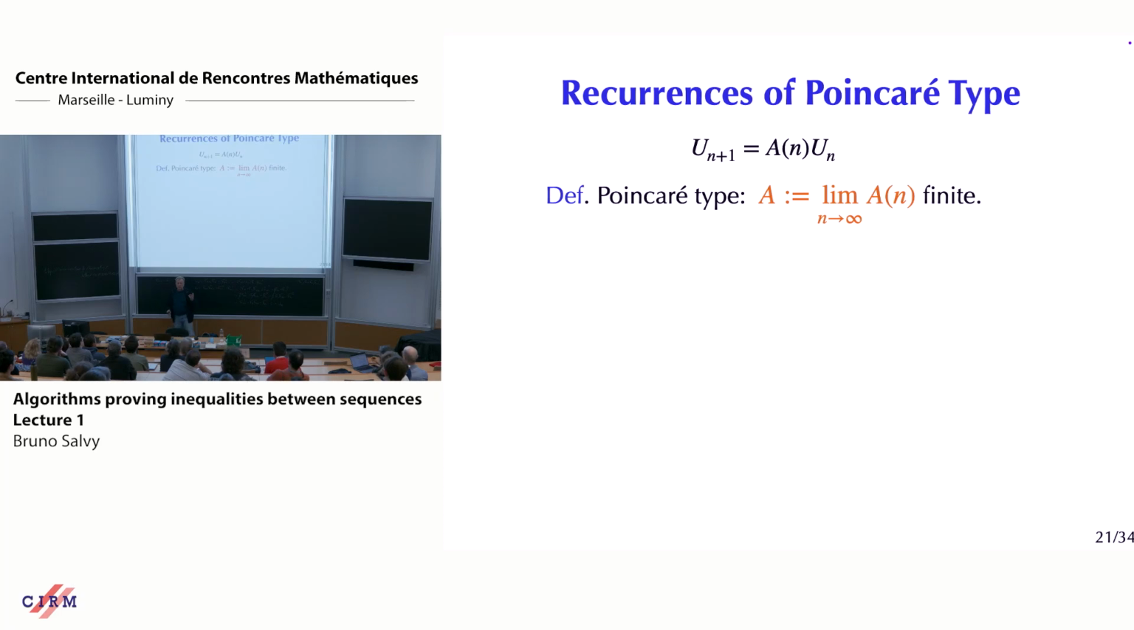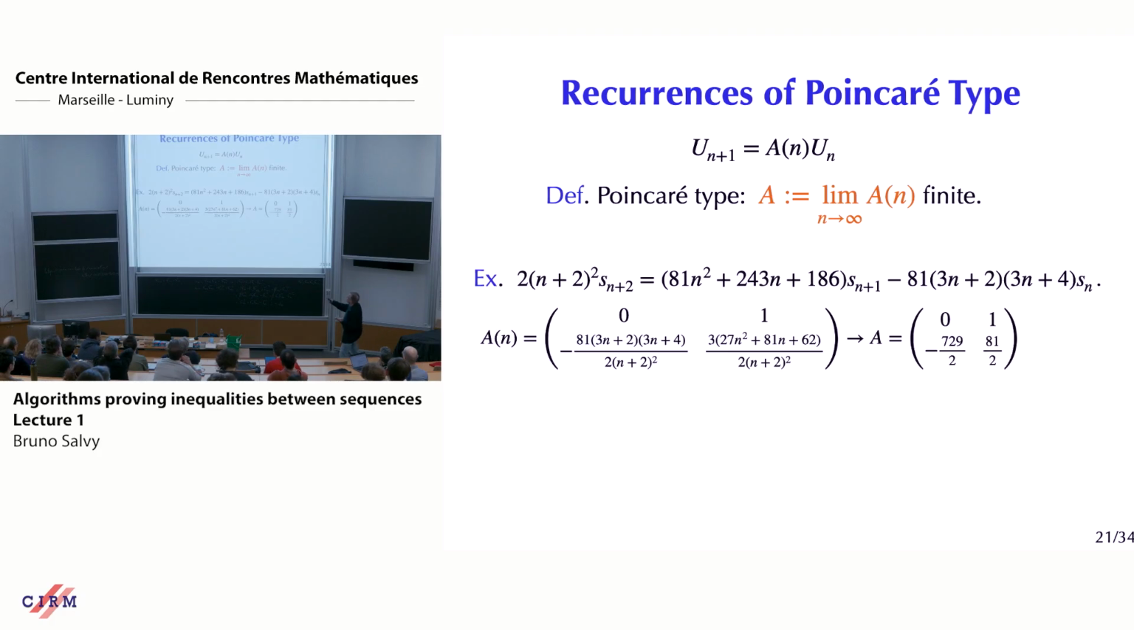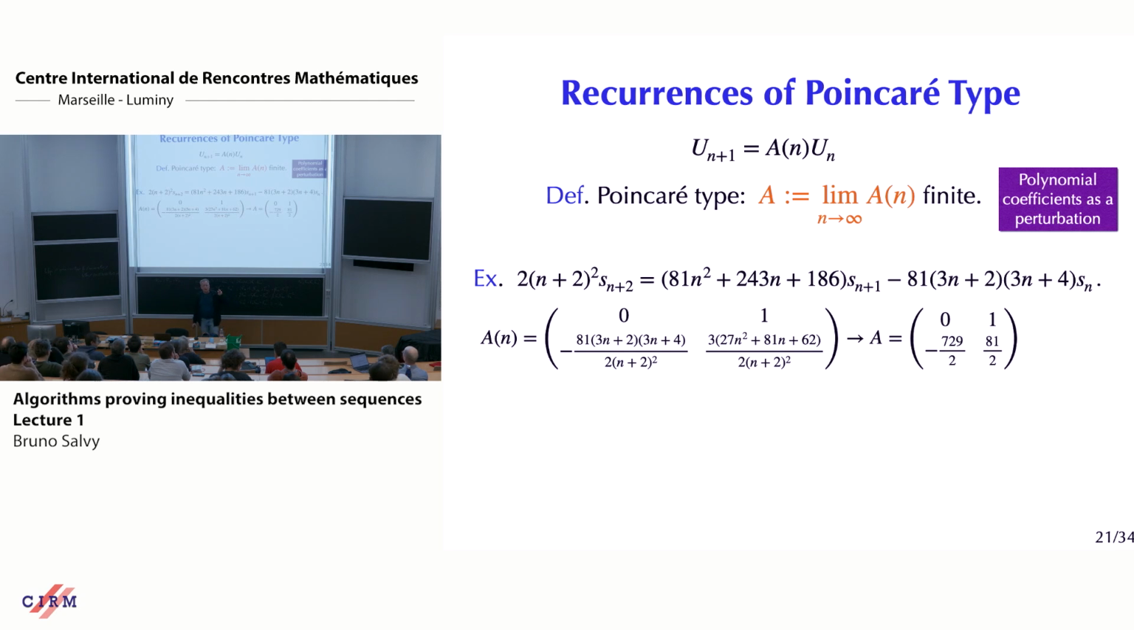There's this technical thing that I will focus on a special class of recurrences where the matrix has a finite limit. But you don't have to worry too much about this. So let me show you an example. The example from before, because all the coefficients have degree 2, then the matrix has a finite limit. And the idea is that for this type of matrices, the polynomial coefficients behave like a perturbation of the limit recurrence. So your intuition is guided by the constant coefficient case.